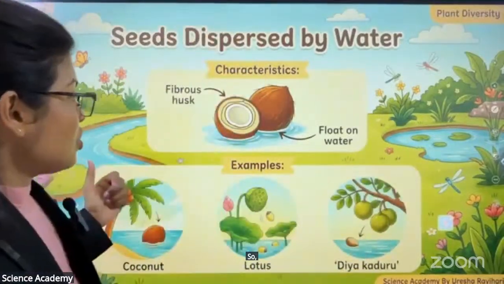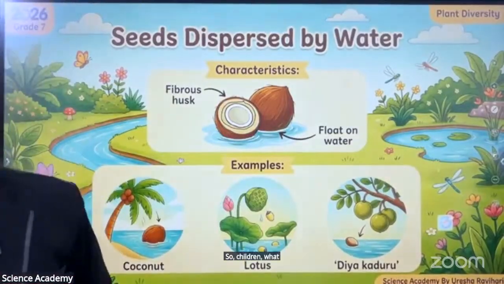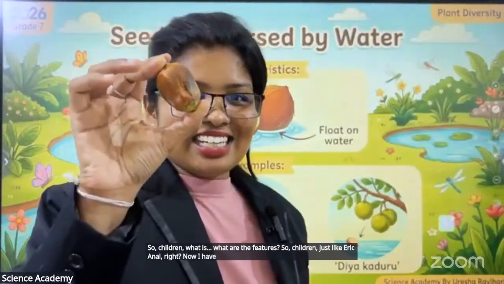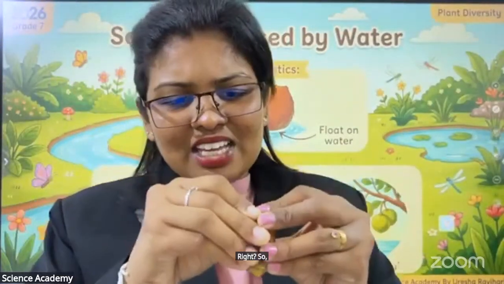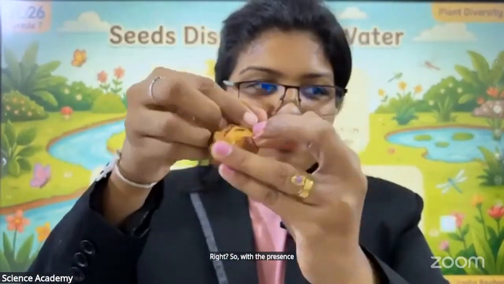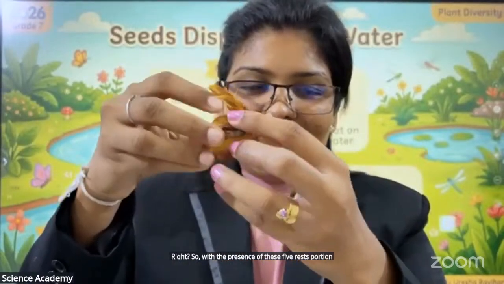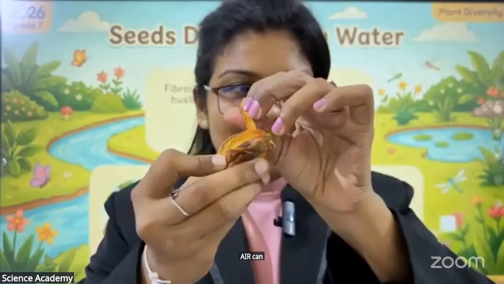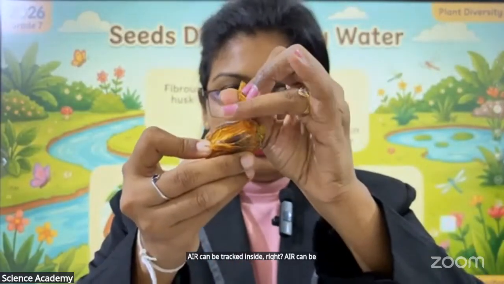Okay, right. So children, what else? What are the features? Children, just like arecanut, right? Now I have arecanut. When we remove this seed coat, you can see the fibrous portion, no? With the presence of this fibrous portion, air can be trapped inside.